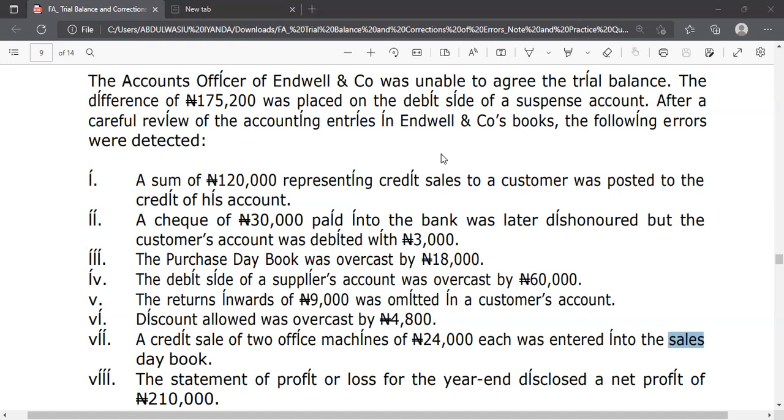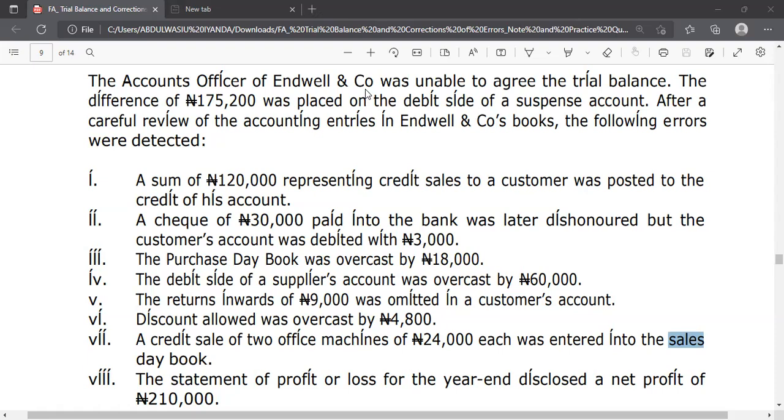It is correct. Someone said no, it is not. Yeah, it is correct. You are debiting correctly. All right, now why? Someone said it is not correct. Why? We are supposed to debit the bank account and the customer's account.